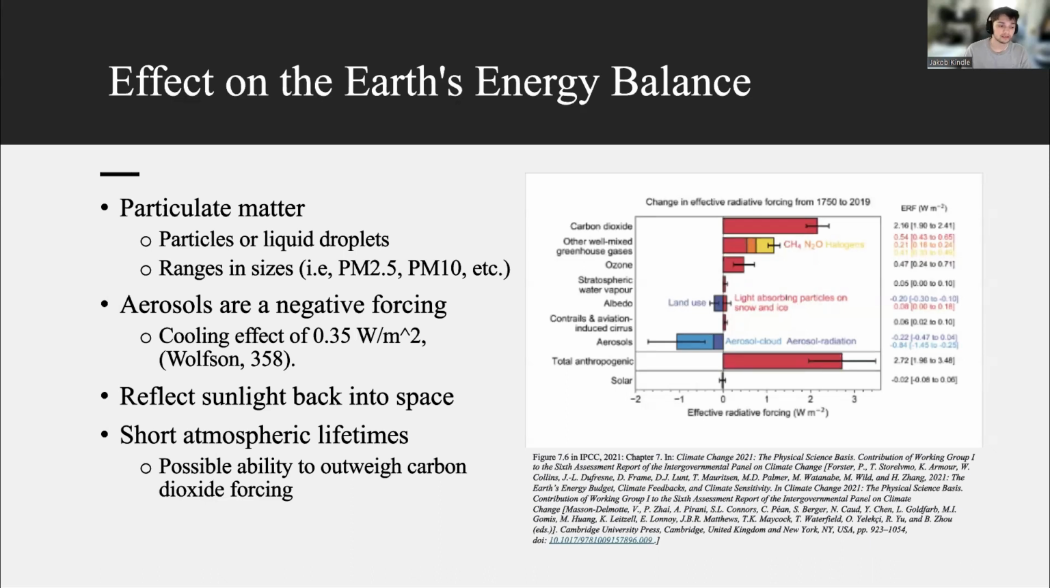Now, in relation to the Earth's energy balance, aerosols are considered a negative forcing agent. Essentially, what this means is that aerosols have a net cooling effect on the globe, and aerosols are quantified to have a cooling effect of about 0.35 watts per meter squared. And this is due to their ability to reflect and scatter light or radiation back into space.